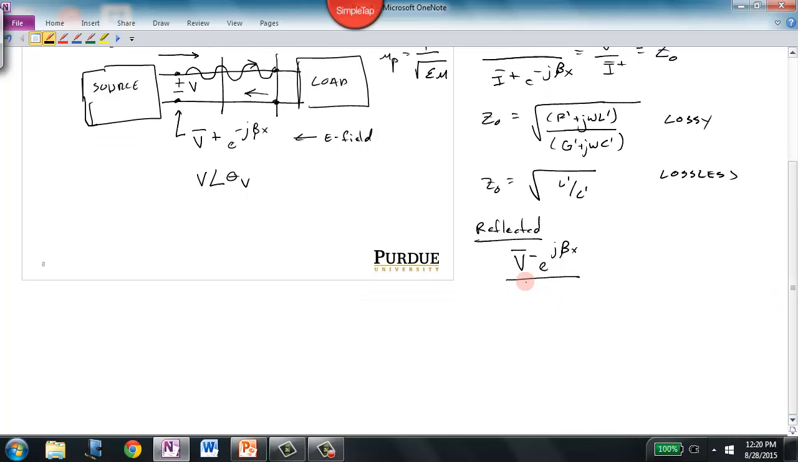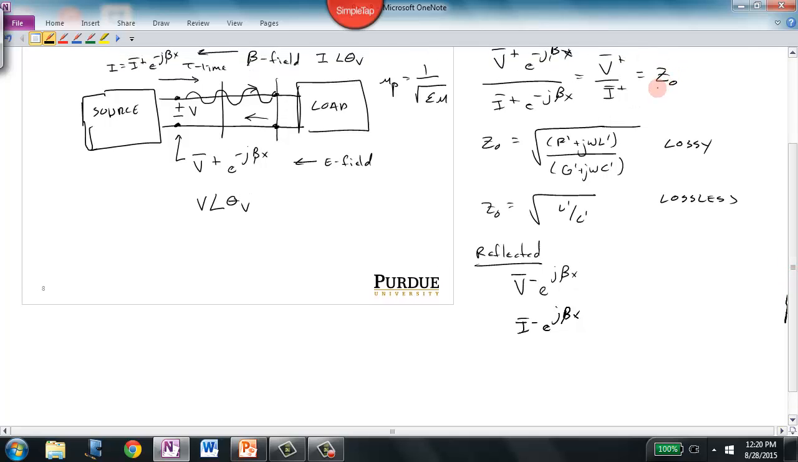And there's a reflected current wave, which is I bar minus e to the j beta x. And the characteristic impedance Z0 also tells us the relationship between the reflected voltage wave and the reflected current waveform, with one important difference. We actually have to put a minus sign on there. And I'll explain mathematically where that minus sign comes from next lecture.